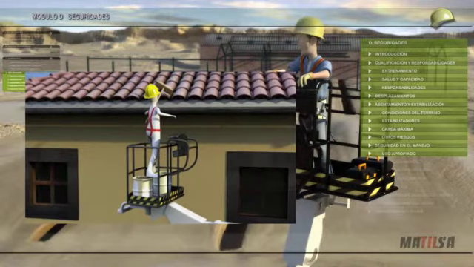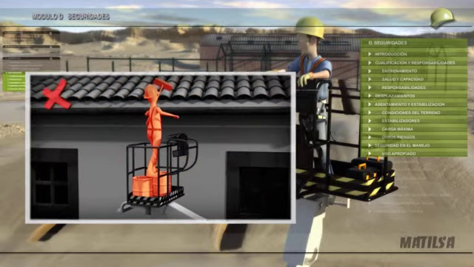You should never place stairs or ladders or other objects in the platform to gain more access than the platform allows us. We should take into account that being inside the platform, the handrails protect us from falling onto the ground, since the minimum height of the handrails goes over the height of our waist. If we place a ladder or stairs inside, a fall would take us outside the protection area of the handrails.